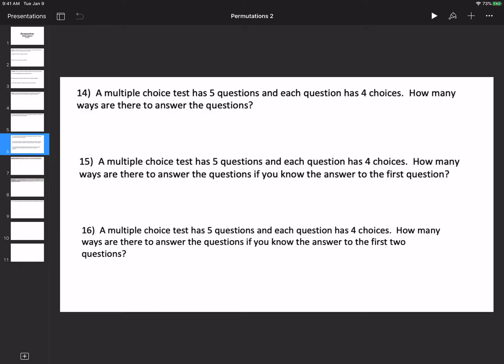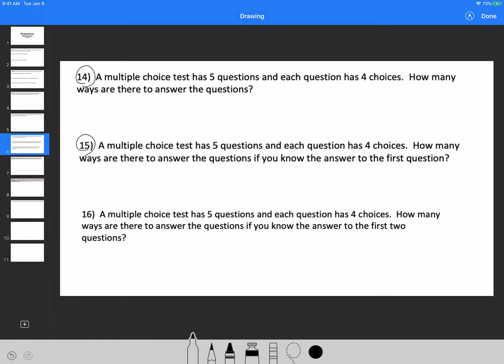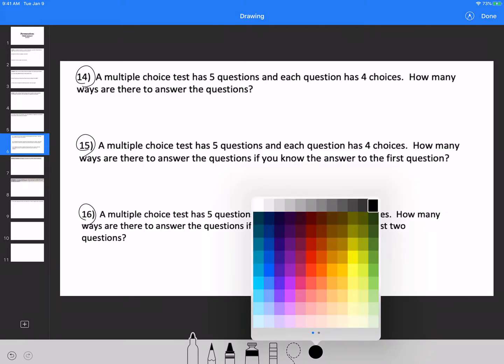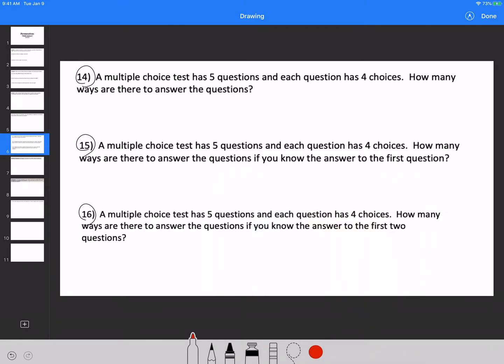Alright, so let's take a look at number 14, 15, and 16 and see how we can do these types of problems. Now, there will be the same types of context, but with a little different twists. So we're going to have 5 questions, and each question has 4 choices. But every single time there's a little condition after that. But first, let's start with 14.